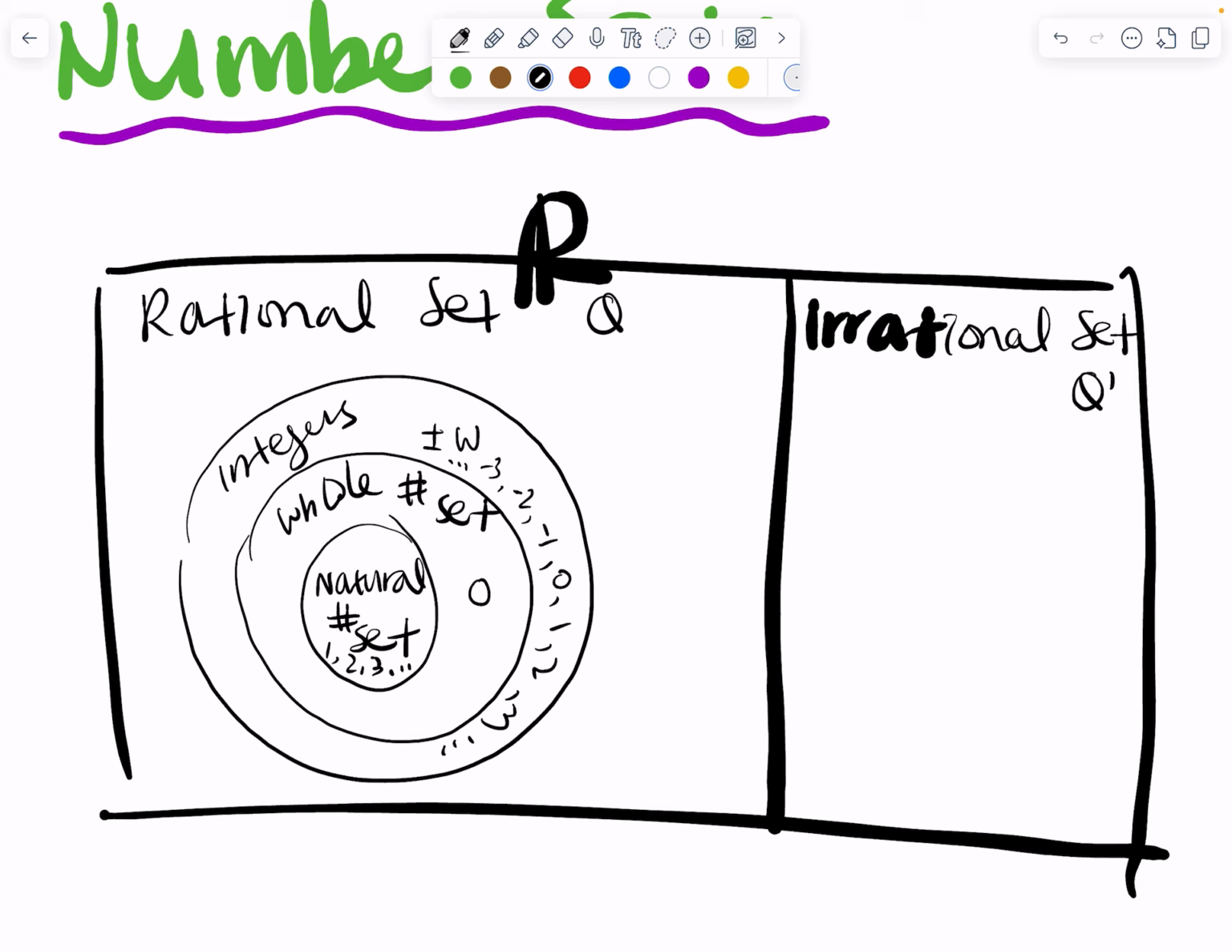Rational numbers were the numbers that can be written in fraction form, A over B, where A and B are both integers. We can use the statement: A and B are elements of the integers, and B does not equal 0, because the denominator of a fraction should not equal 0, otherwise it will be undefined.